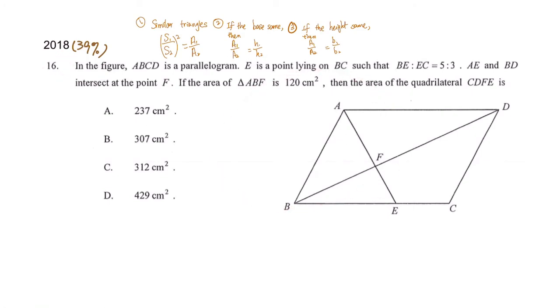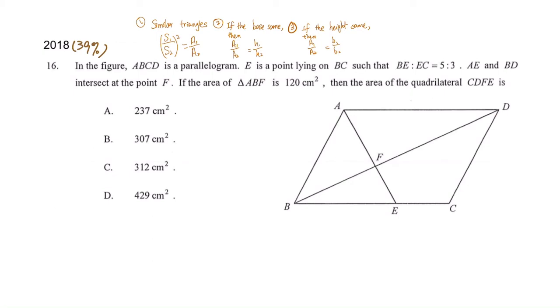Before we start, let me tell you that the people who got this question correct were only 39%. Yes, it is a hard question, but if you know the typical steps, then it's not hard at all. So first of all, ABCD is a parallelogram. This big thing is a parallelogram. One of the properties is that opposite sides are equal.